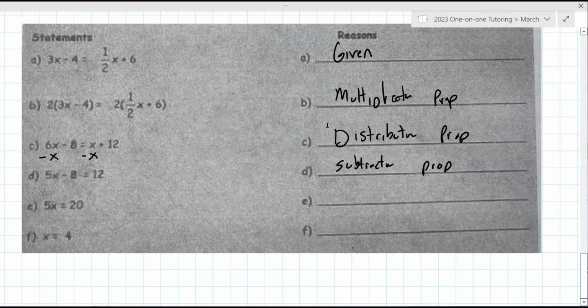Yeah, so subtraction property, and then it's just a repeat. How do they go from D to E? What happened to that minus 8? Well, it was added to both. Yeah, so we'd say addition property. And then from E to F, divide by 5, divide by 5. So division property.